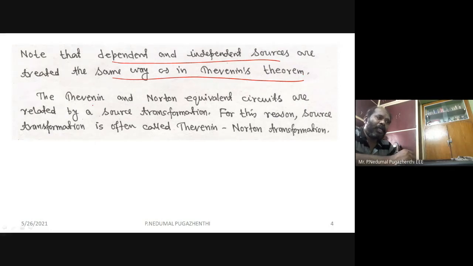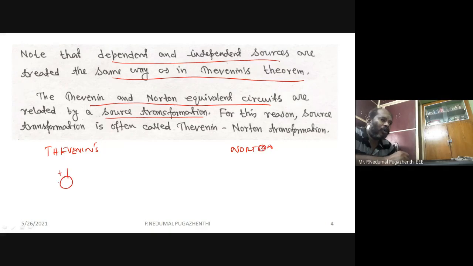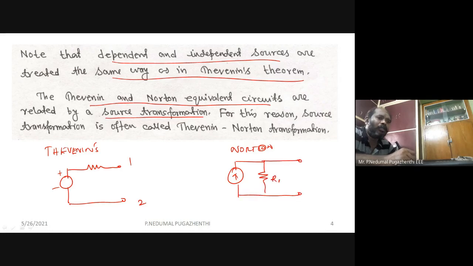So the Thevenin and Norton equivalent circuits are related by source transformation. How are they related? This is one Thevenin's, and this is one Norton. We can see that the Thevenin circuit is a voltage source in series with a resistor. This is going to be a current source in parallel with a resistor. This is R_N, which is equal to R Thevenin. This is also R Thevenin, which is equal to R_N. This is V Thevenin. This is I Norton.